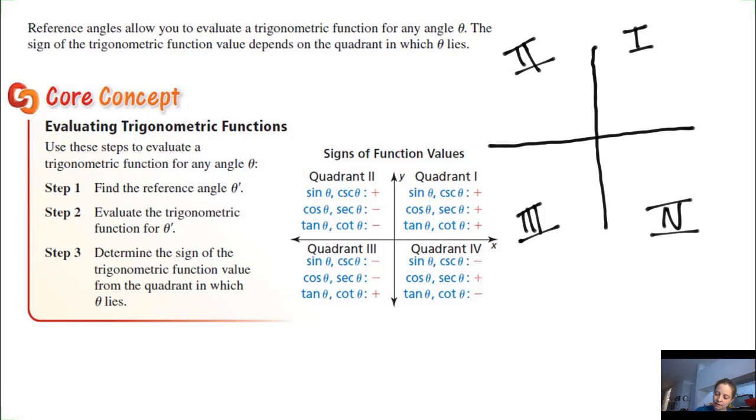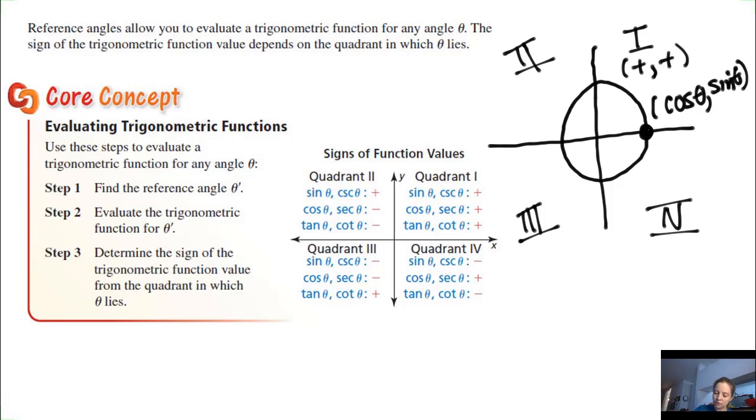And I'm going to draw a unit circle. And every point, we should know from the previous lesson, lesson 72, the x value is cosine and the y value is sine. Cosine of theta, sine of theta. And what you know about quadrant 1 is the x and y values are both positive. In quadrant 2, negative x, positive y. Quadrant 3, both are negative. Quadrant 4, you have a positive x and a negative y.